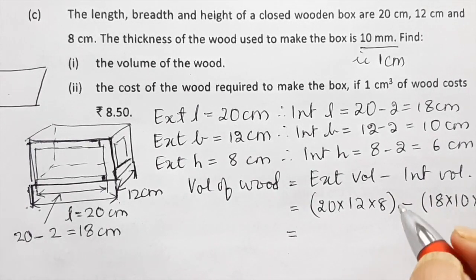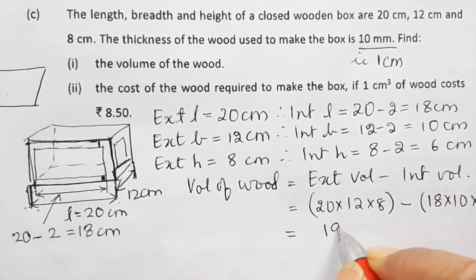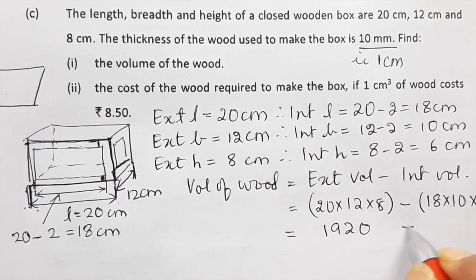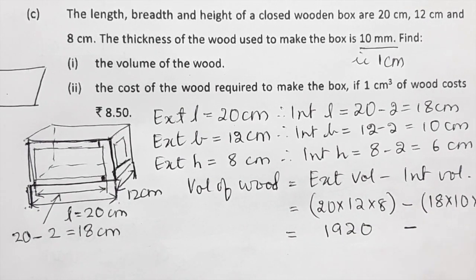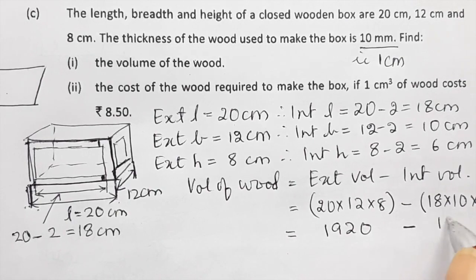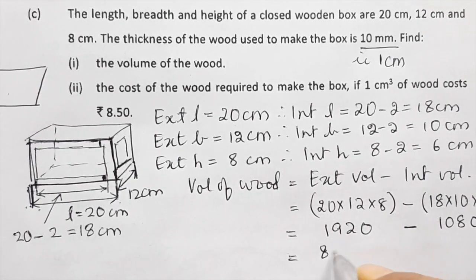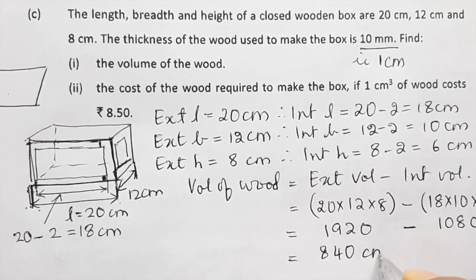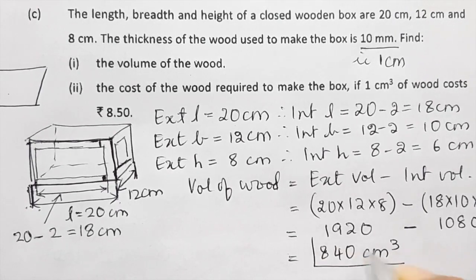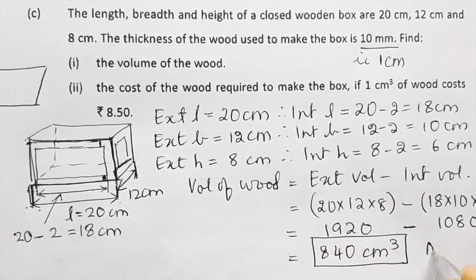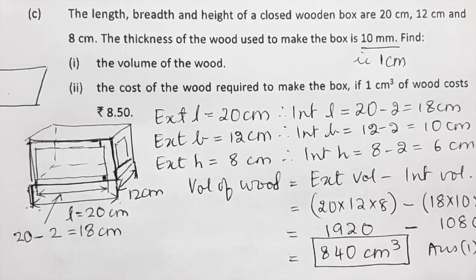So that gives us 1920 minus 18 times 6, which is 108, so 1080, which is 840 centimeter cube. And that is our answer 1.